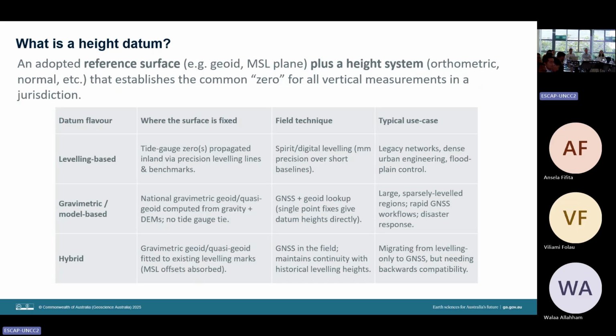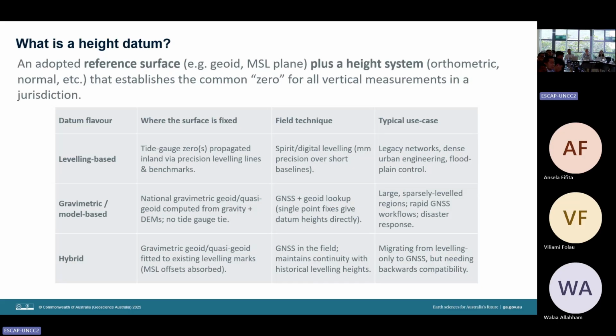Data interoperability benefits. Because all users are using the same reference surface as a 0, the data sets that are collected by different users at different times and with different instruments interlock seamlessly. And this interoperability underpins national spatial data infrastructure. That's going to allow engineers, scientists, and emergency planners to exchange elevation data without any hidden offsets or ad hoc transformations. So getting this right really does help future-proof any other kind of spatial mapping application.